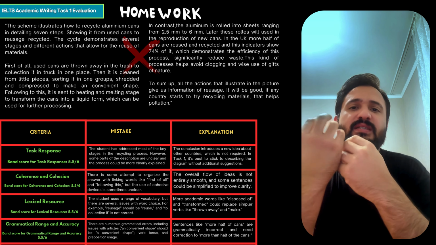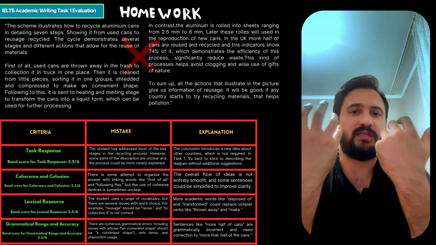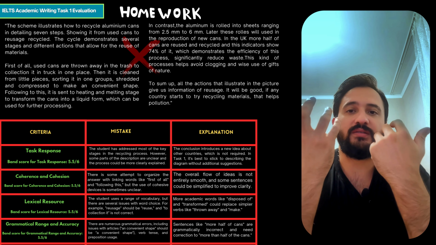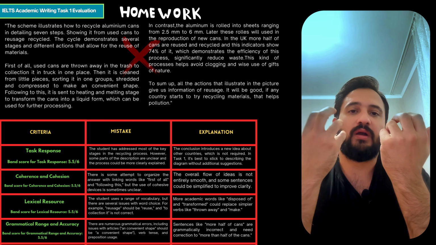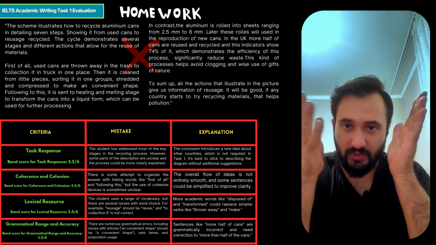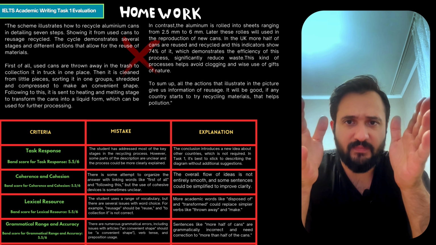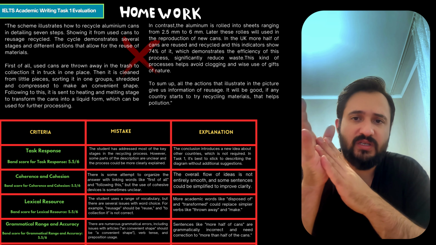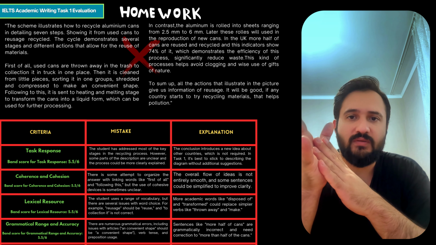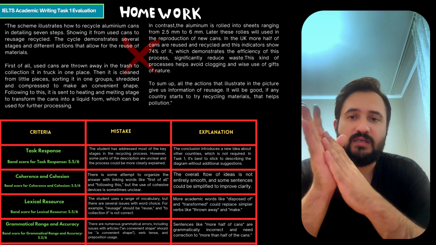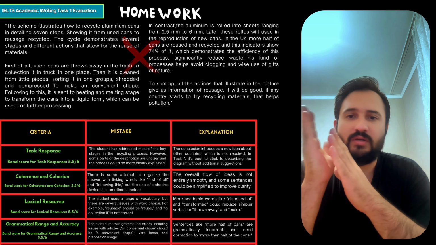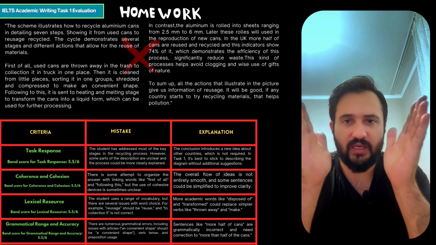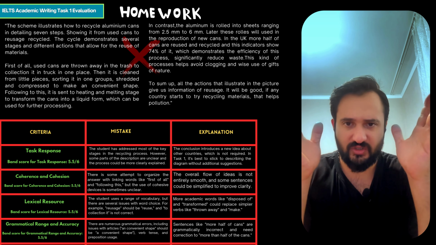So let's come to task achievement. Okay, the student has addressed most of the key stages in the recycling process. However, some parts of the description are unclear and the process could be more clearly explained. Okay, the conclusion introduces a new idea about other countries, which is not required. In task 1, it is best to stick to describing the diagram without additional suggestions. Okay, never give your own opinion or never mention new things.